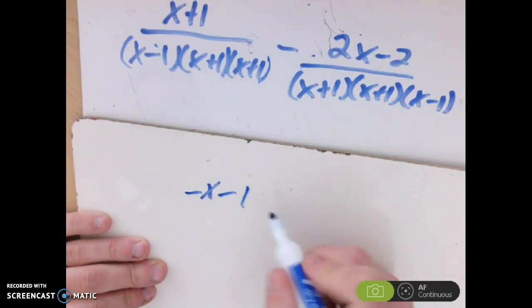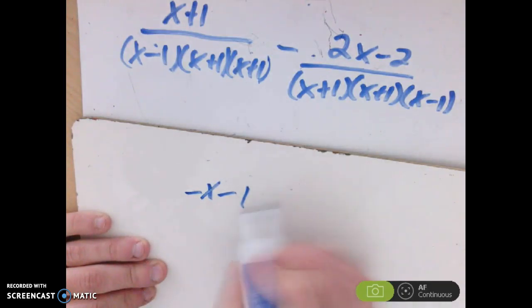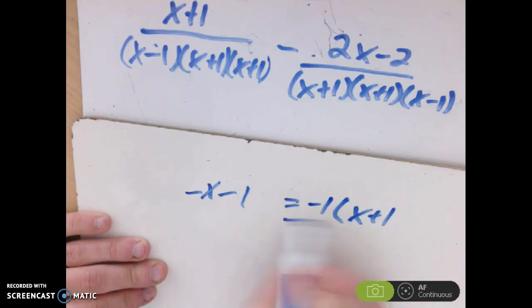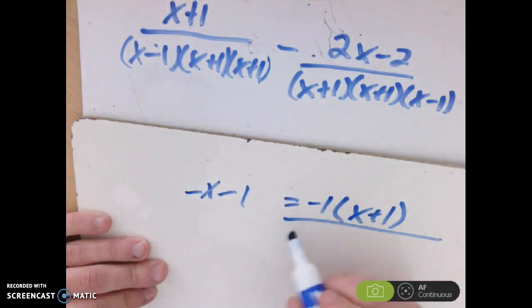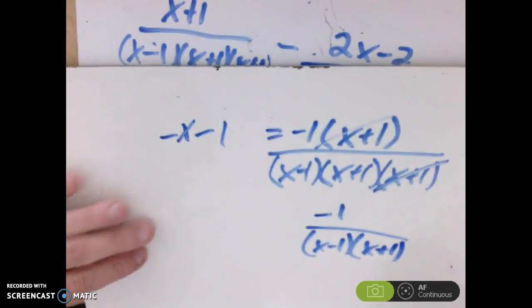So if I could factor out a negative sign from that, which would leave me with negative 1 times x plus 1. And this is all going to be over my denominator. X minus 1, x plus 1, x plus 1. And then I have this x plus 1 and this x plus 1 on the bottom and top. So I can just cancel out. So my final answer is going to be negative 1 over x minus 1 times x plus 1. And that will be my final answer.